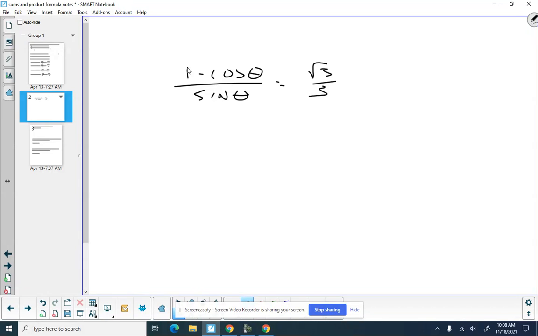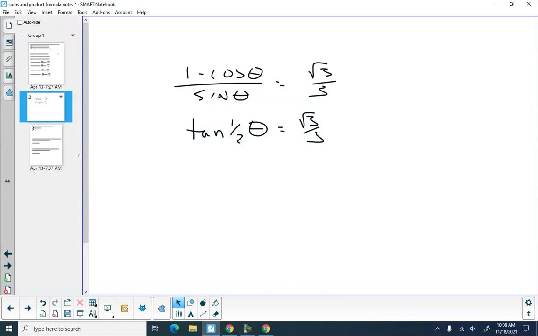And that's what? Which one is it? Tangent. So we have tangent half theta is equal to square root of 3 over 3. And you can write it half theta that way, or you can write it theta over 2. That is fine. We have to get rid of tangent. We're solving for theta, general solutions. We have to get rid of tangent.